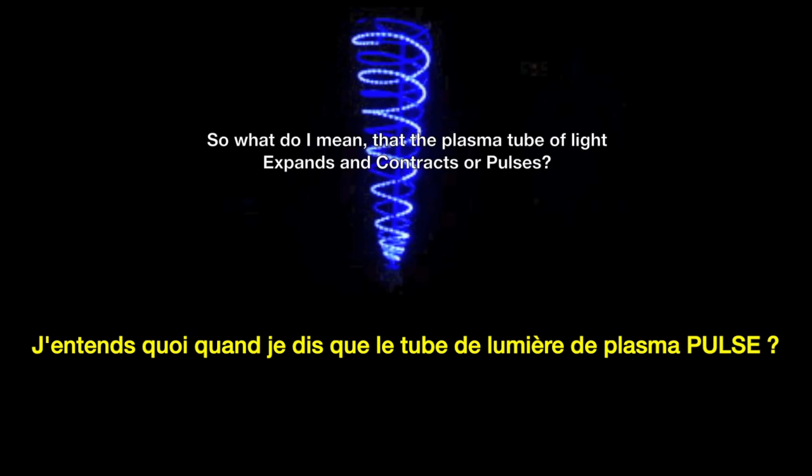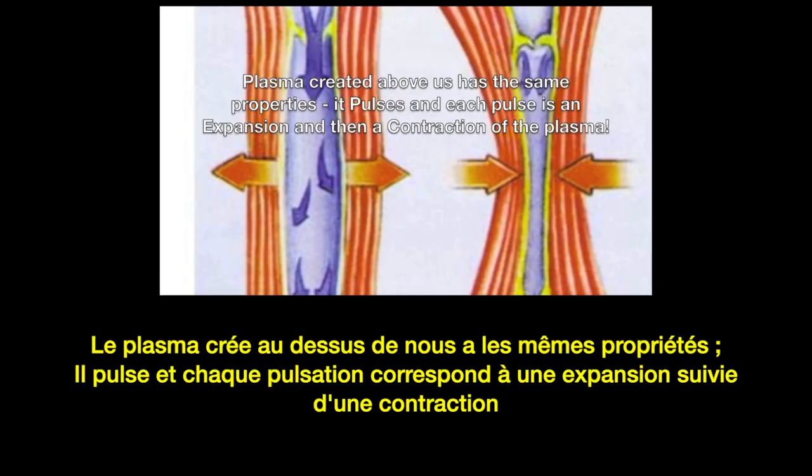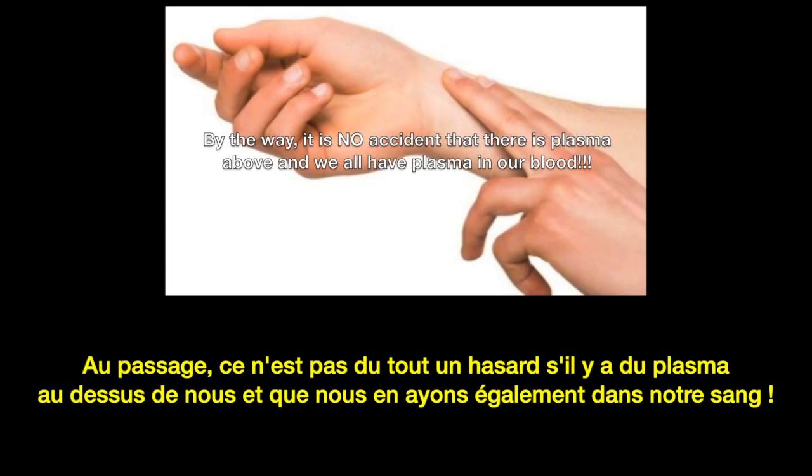So what do I mean that the plasma tube of light expands and contracts or pulses? The plasma behaves similarly to how blood is pumped through our arteries. The blood will surge through with increased pressure during expansion and decreased pressure and flow during contraction. Plasma created above us has the same properties. It pulses, and each pulse is an expansion and then a contraction of the plasma. By the way, it is no accident that there is plasma above, and we all have plasma in our blood.